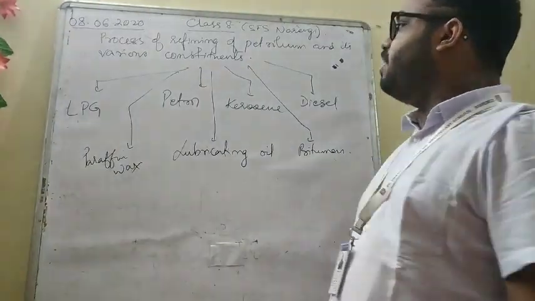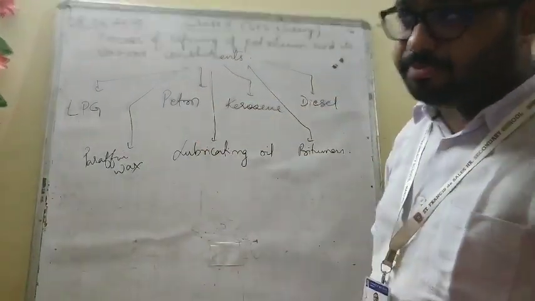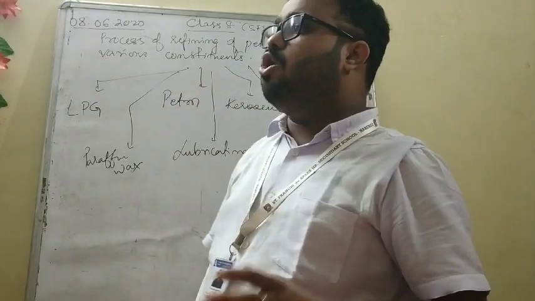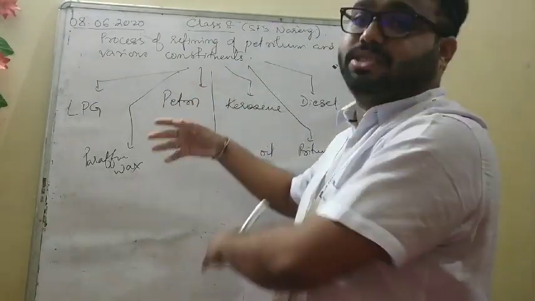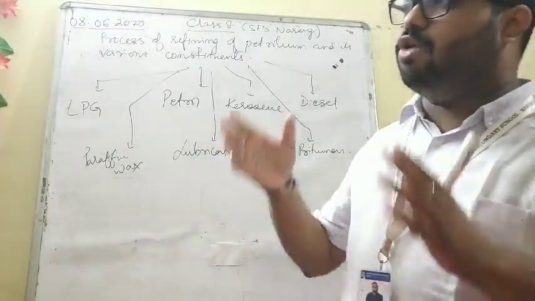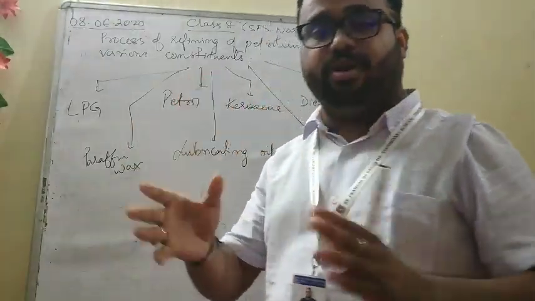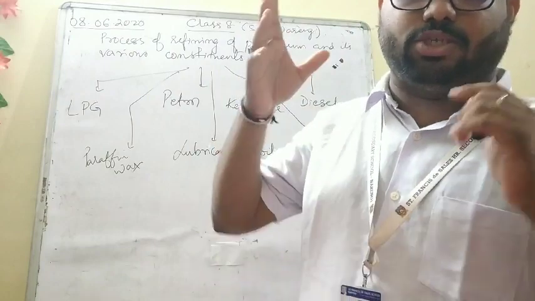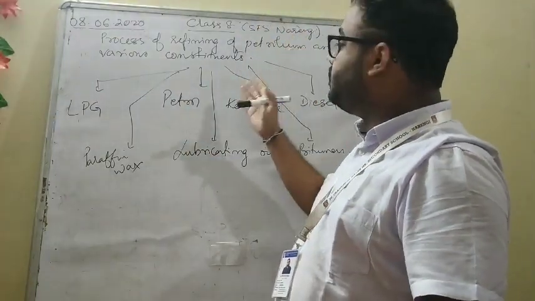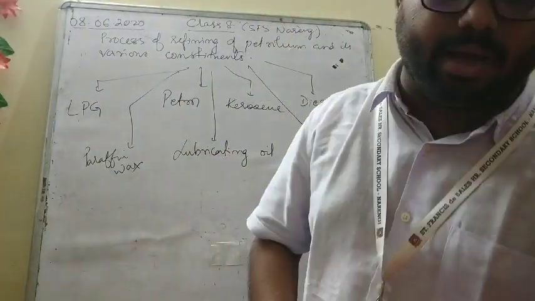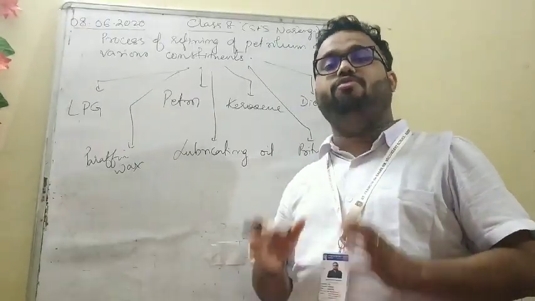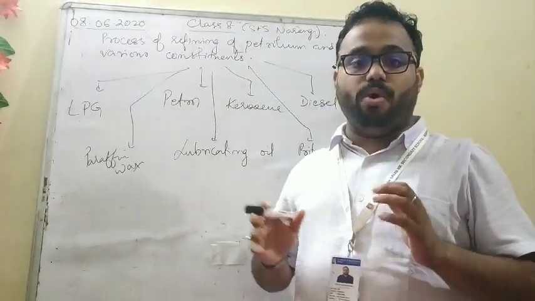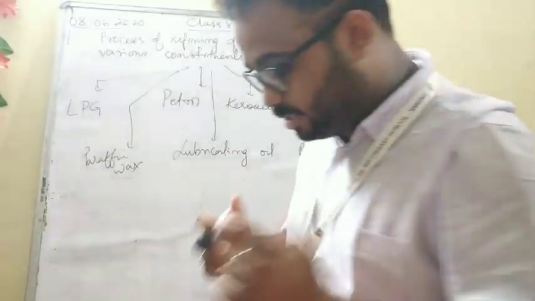So in the refinery, this is the process which is carried out. The crude oil or the petroleum is separated into various fractions. The process of separation of the different fractions of petroleum is called the process of refining of petroleum. Is that clear, everybody? Now how it is carried out, that is the next part.